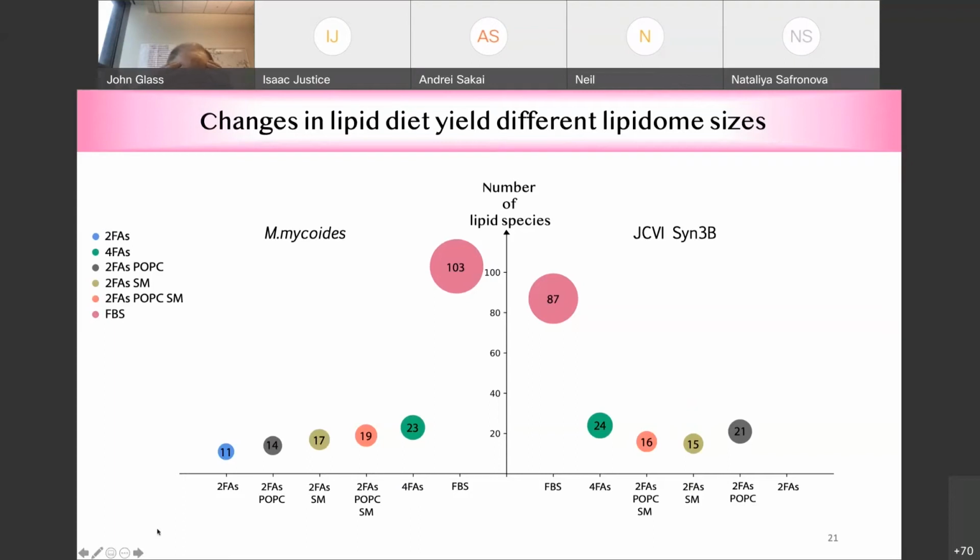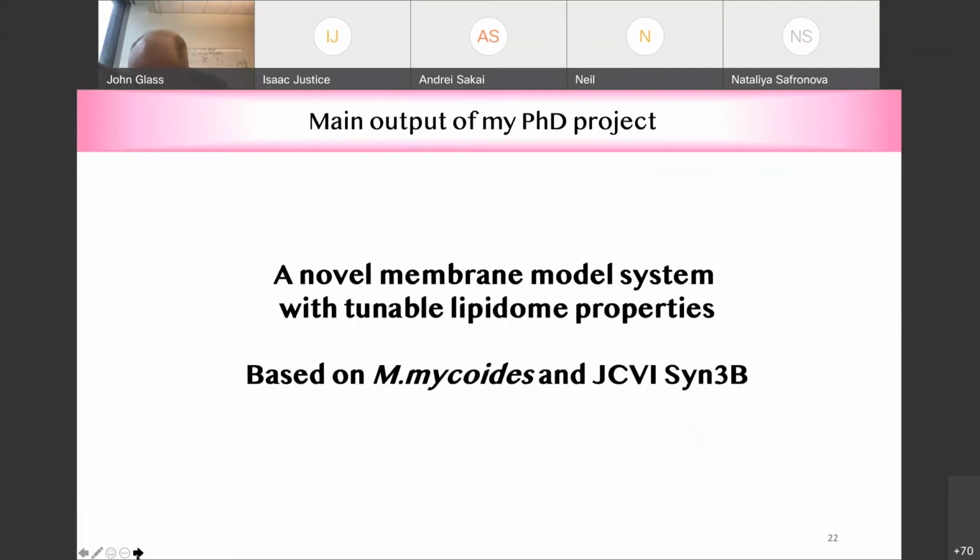So this plot essentially shows you the main output of my entire PhD project, which was to construct a minimal membrane model system with tunable lipidome properties using mycoides and Syn3B. And now using this system, we can really dive in and study how the cell membrane works. And to support this claim, I'll show you 2 things where we link the lipidome size to the membrane properties adaptation in this minimal membrane model system.